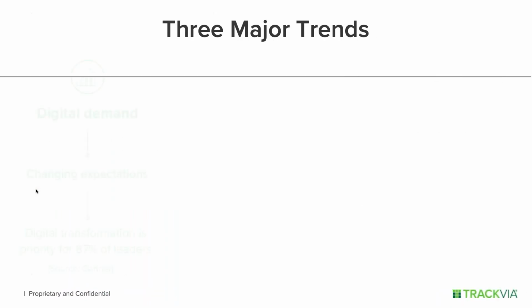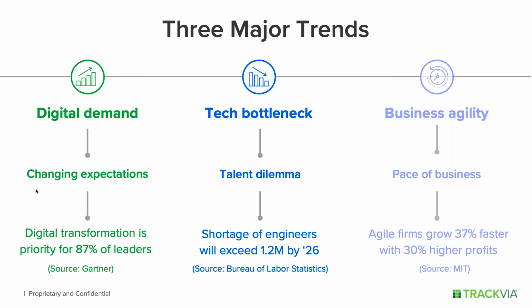So let's get started. There are some major trends in the world today as far as digital transformation. We all know that we need digital transformation and it's a priority. So hopefully we're going to show you how TrackVia can help with that. One of the issues with digital transformation is that there's a tech bottleneck. The Bureau of Labor Statistics says that by 2026, we could have a shortage of engineers. Really, the idea of digital transformation is to be more agile. If you're a more agile firm, you're going to grow, you're going to have higher profits, and hopefully we'll show you how to do that here with TrackVia.